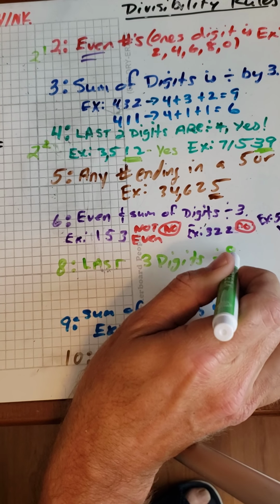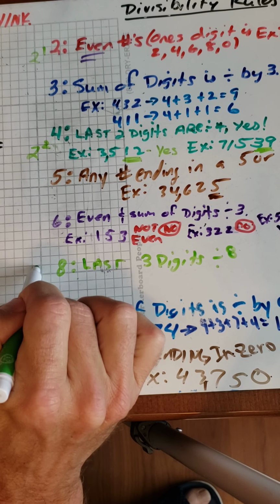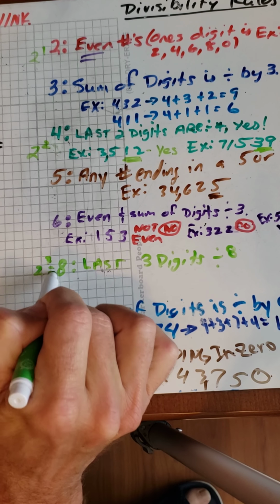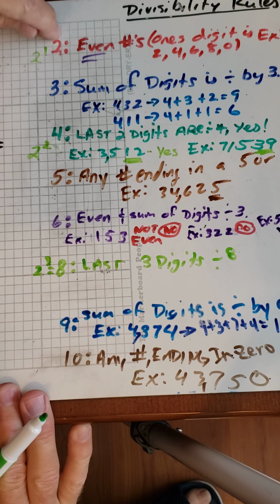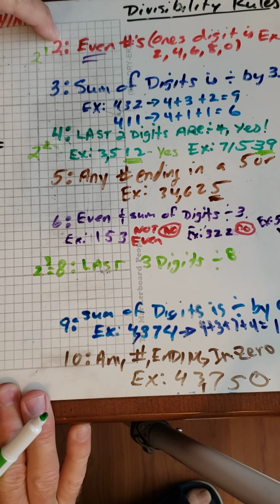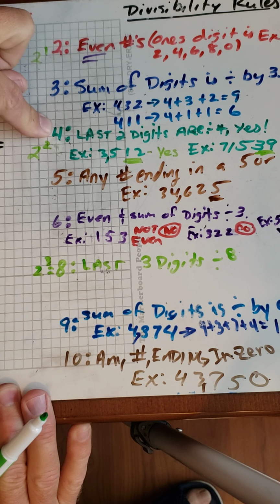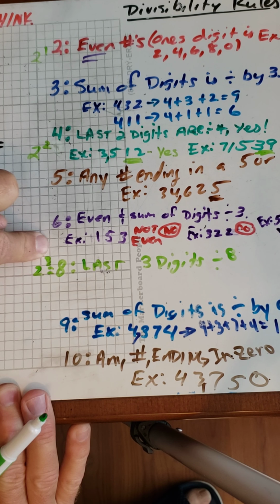Divisible by 8. So this is actually 2 cubed. So 2 cubed equals 8. 2 squared equals 4. And 2 to the first equals 2. Here you look at the last digit. Here you look at the last two digits. And here you look at the last three digits.